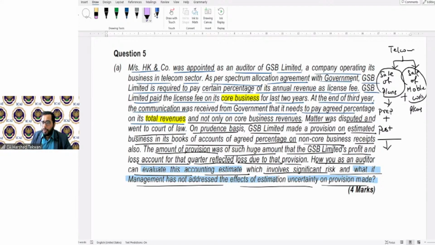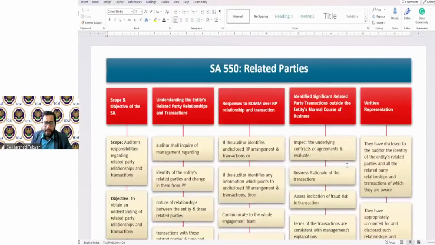If no further doubts, then I think we can move to the next standard for today. The next standard that I want to discuss, again an important standard, talks about related parties: SA 550, Related Parties.